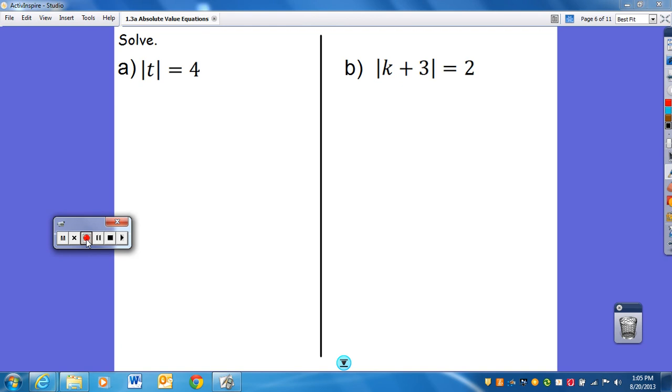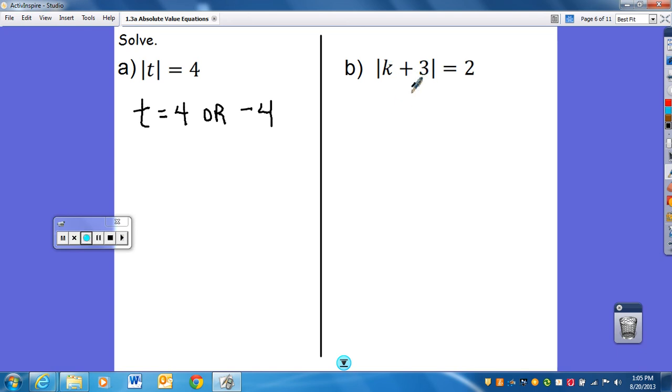So let's practice solving some absolute value. We'll start with a simple example and we'll work our way to some more difficult ones. So the absolute value of what number is 4? In other words, what could this have been to begin with? Well, it could have been 4, or it could have been a negative 4 because it's the distance from 0.